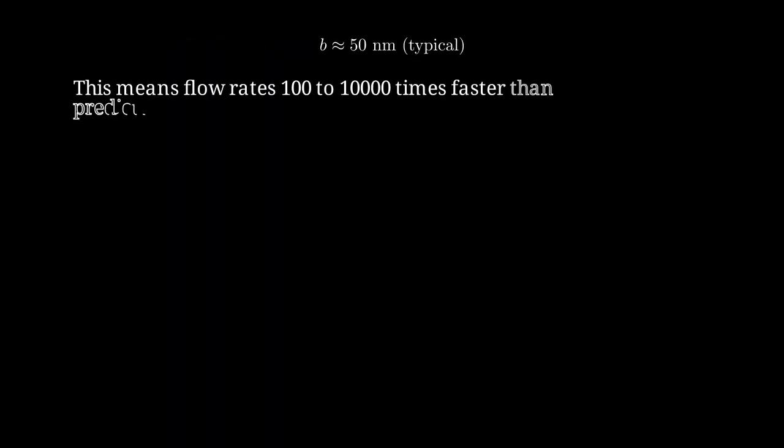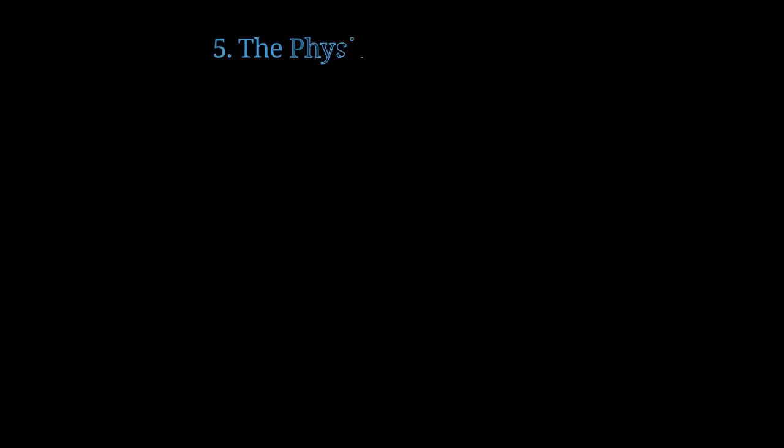This slip leads to flow rates that are 100 to 10,000 times faster than classical no-slip theory would predict. What physical mechanisms cause this dramatic slip behavior?